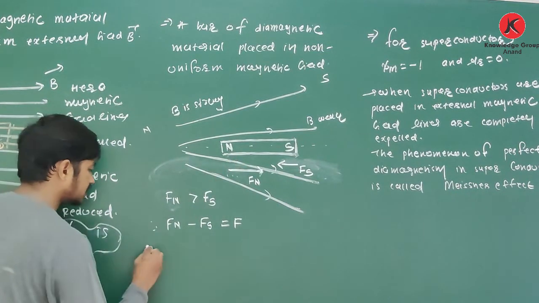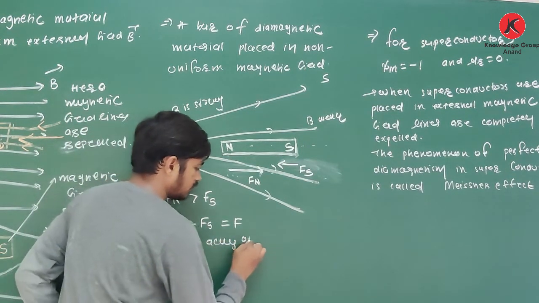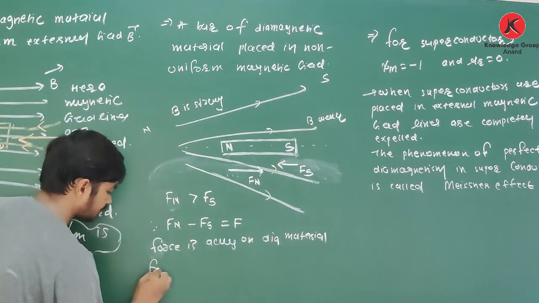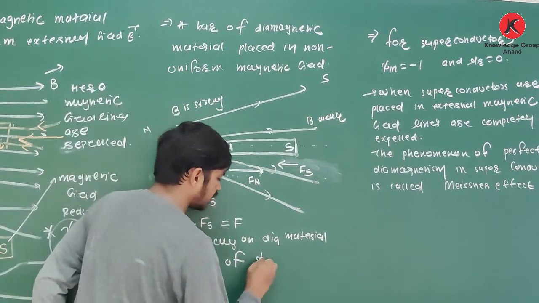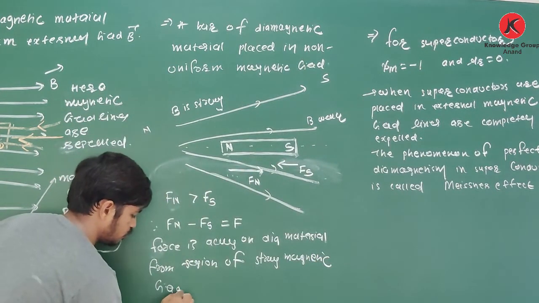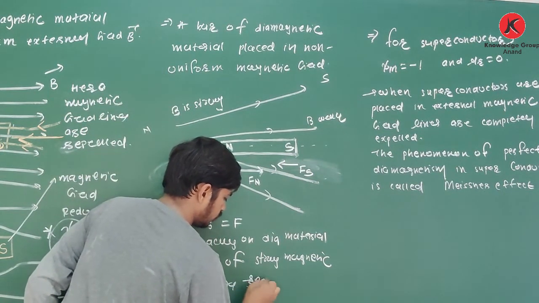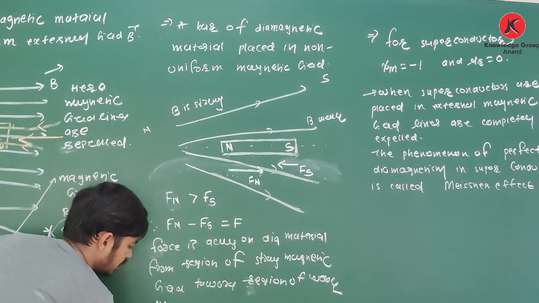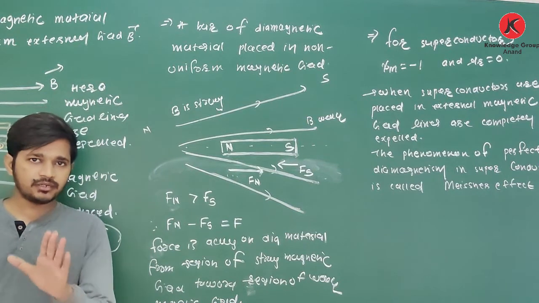So here, this force is acting on the diamagnetic material from the region of strong magnetic field towards the region of weak magnetic field. Clear about this? Again, I will repeat this point.